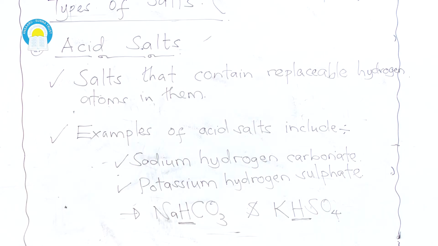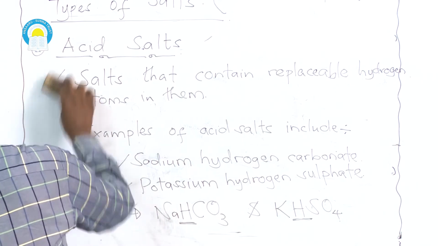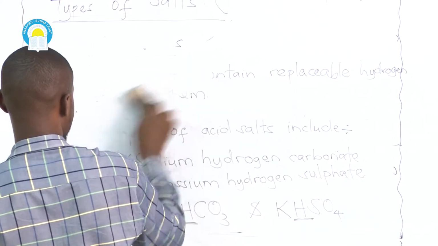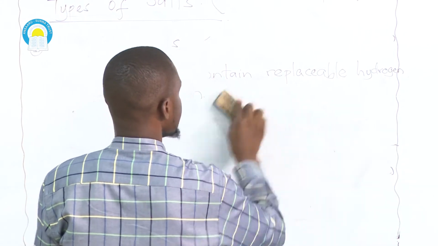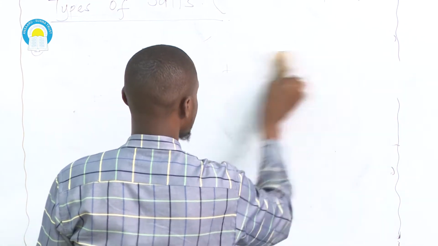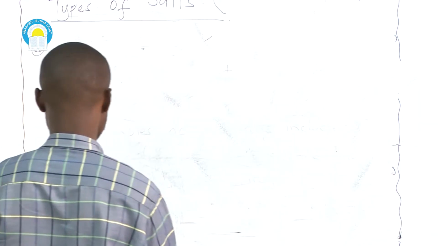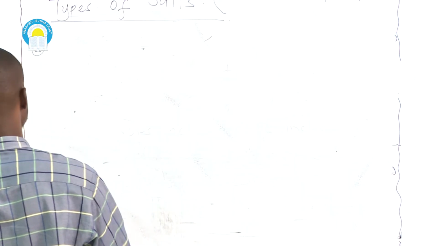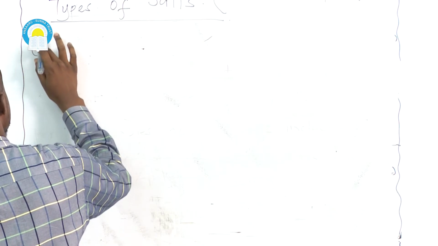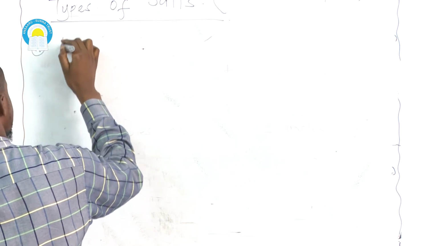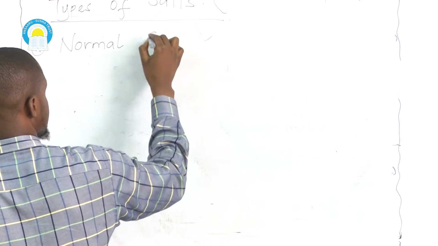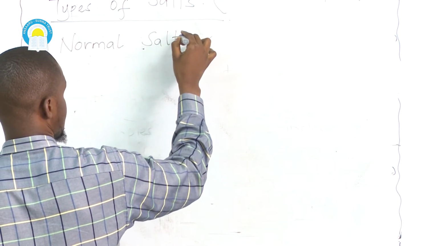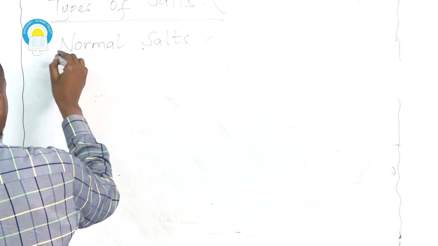After this, we have the second type. And the second type is actually the opposite of this. The second type of salt we have is what we call normal salt.